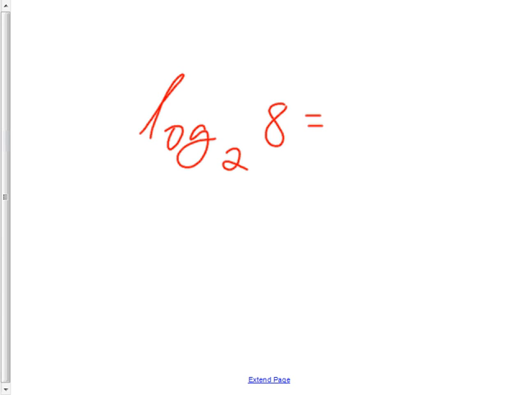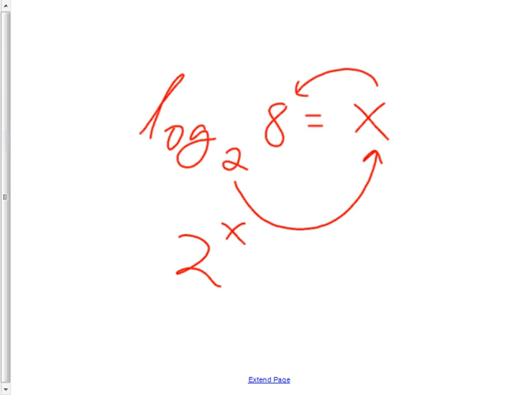All right. So if I say it equals x, then I can rewrite this thing. And if I rewrite it, you all should be good at this by now. It's 2 to the x equals 8. This is the slow way of doing it.